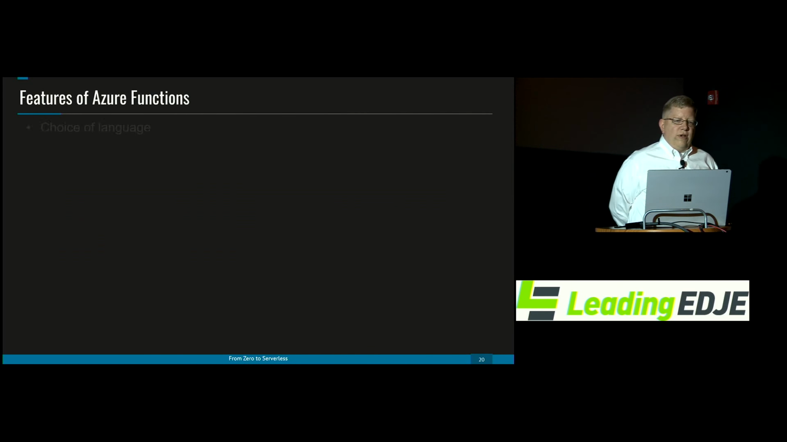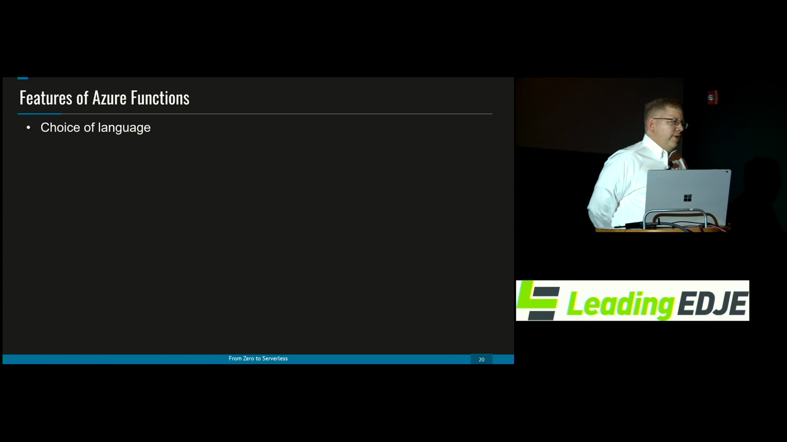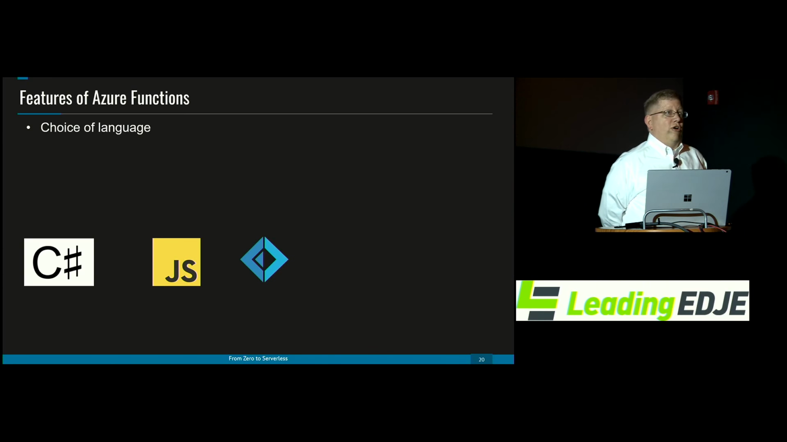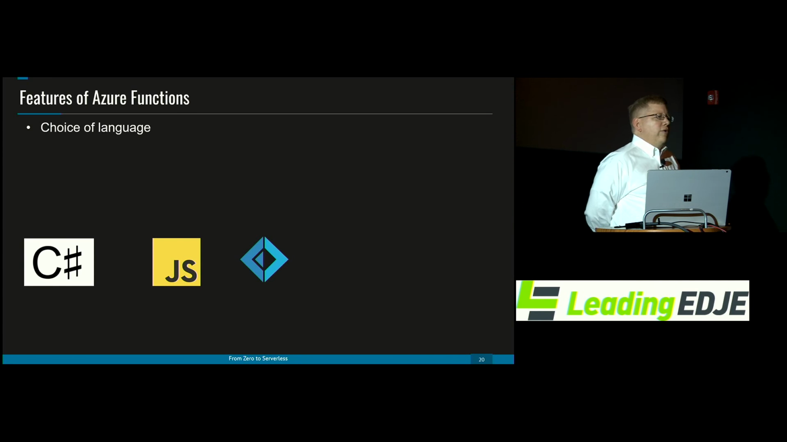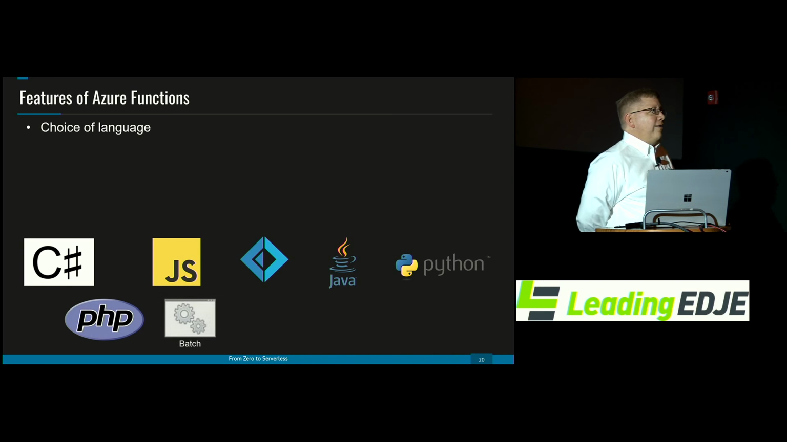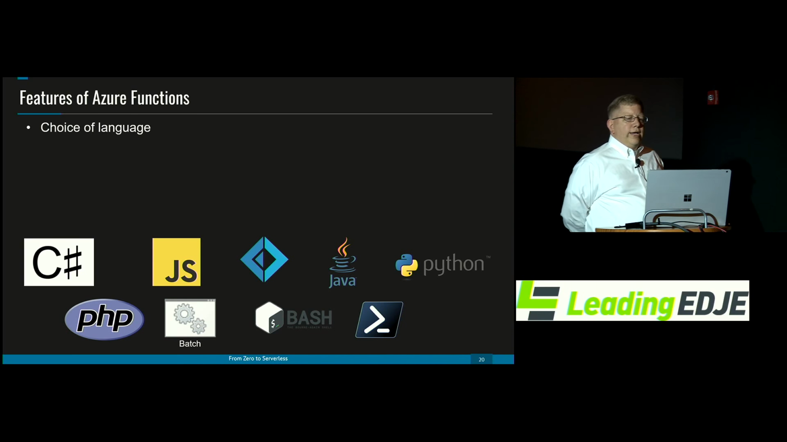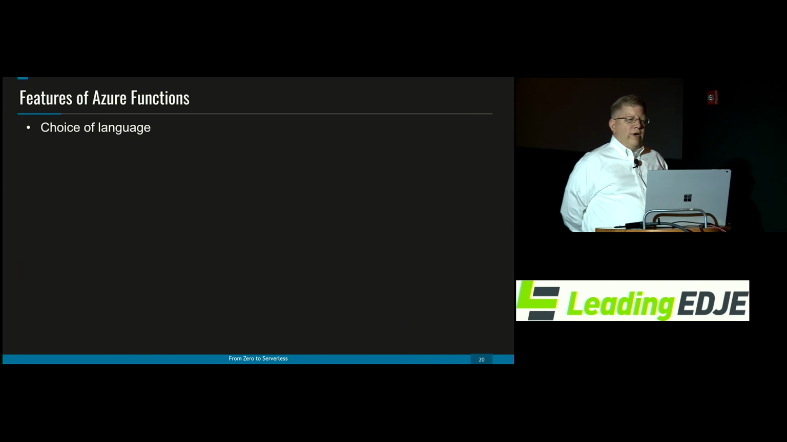And talking about features, we start off with choice of language. So there's the typical things you would think with Microsoft, right? So there's C#, there's JavaScript, and there's F#, right? But there's a lot of other languages that they support. So you really can come in no matter what language you're going to be talking about. So Java, Python, PHP, and so on. So they pretty much support whatever language you need.